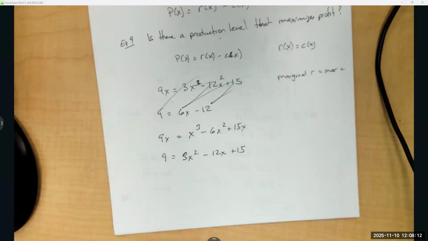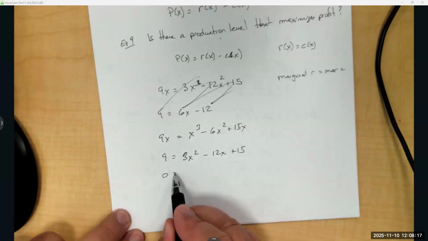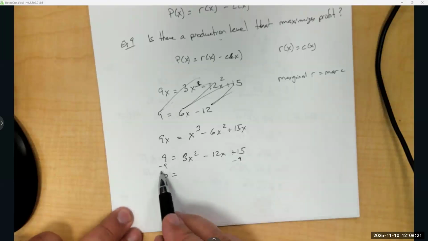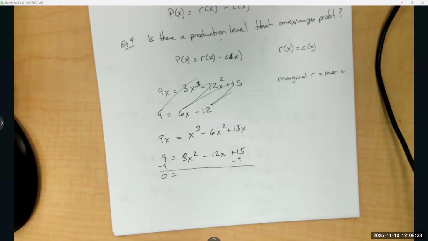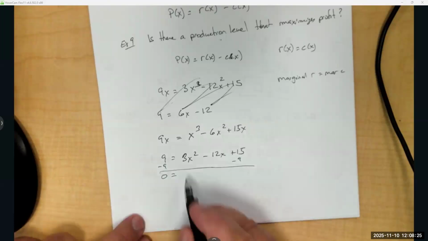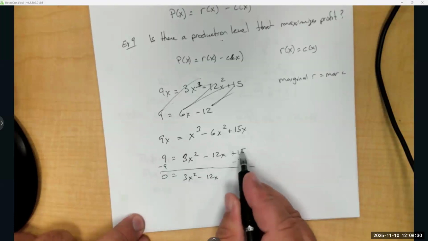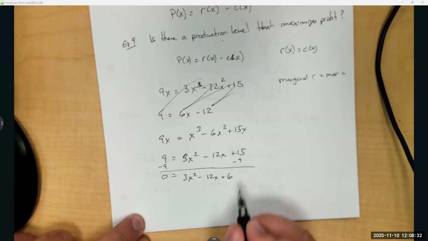So what do we do with that? Subtract 9 from both sides, because we want to set it equal to 0. We need to know what my values are for the x. 3x squared minus 12x, and 15 minus 9 is positive 6.